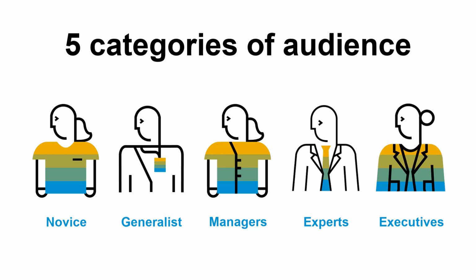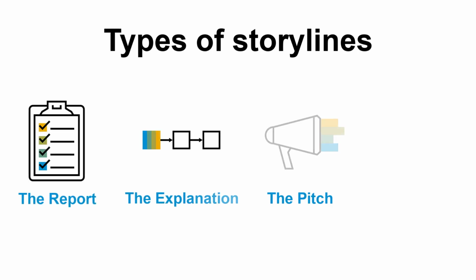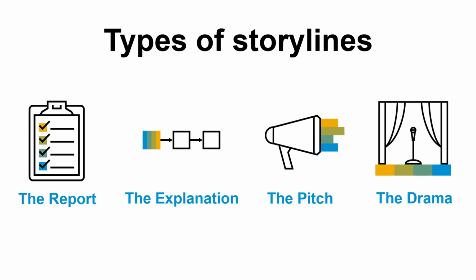Why should we do this? Is it profitable? What does it require? Those kind of questions. Now that you have all the elements in place, you'll need to think about how you want to deliver your story. Visual storytelling expert Dan Rome suggests 4 types of storylines to follow: the report, the explanation, the pitch, and the drama. Let's see these in more detail.